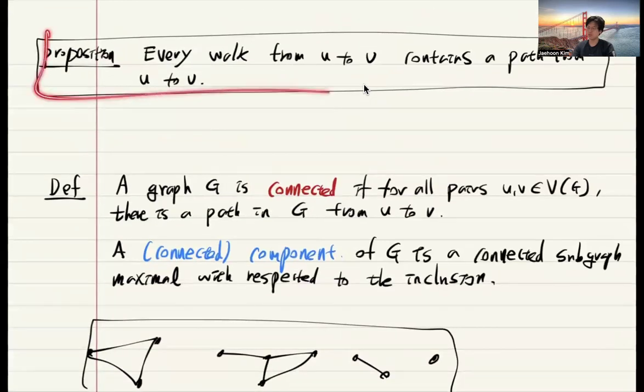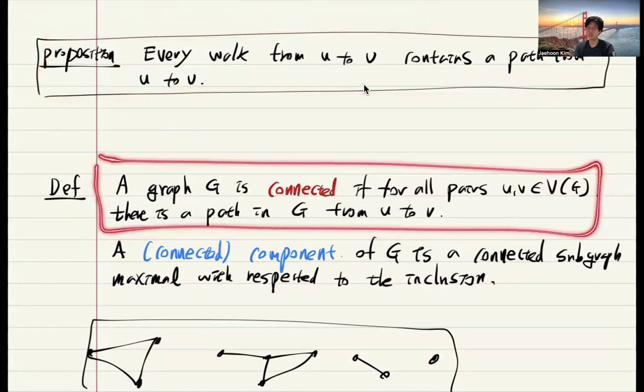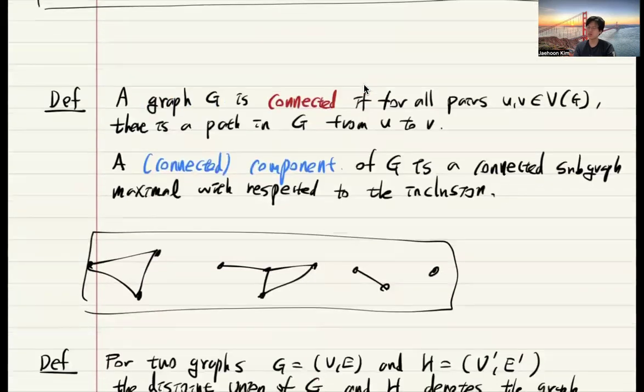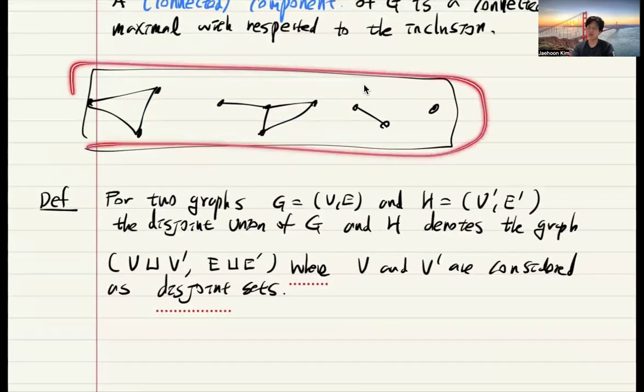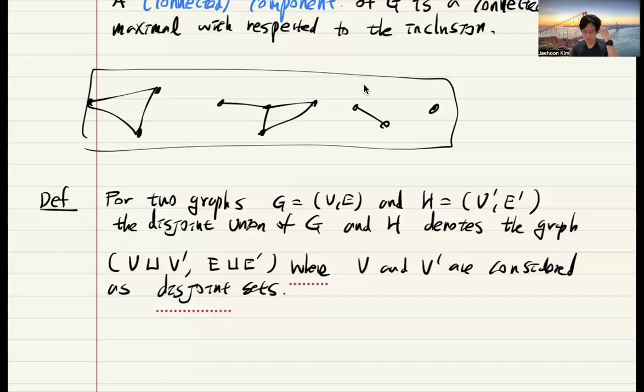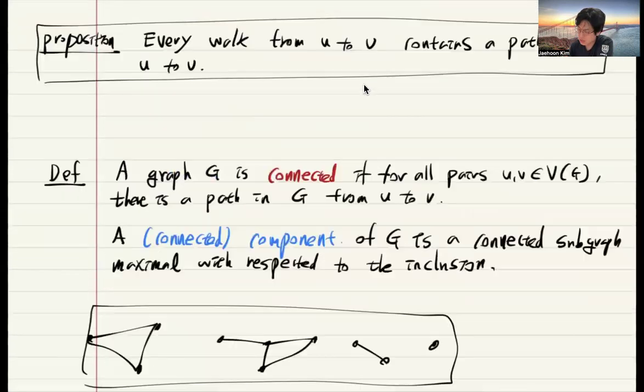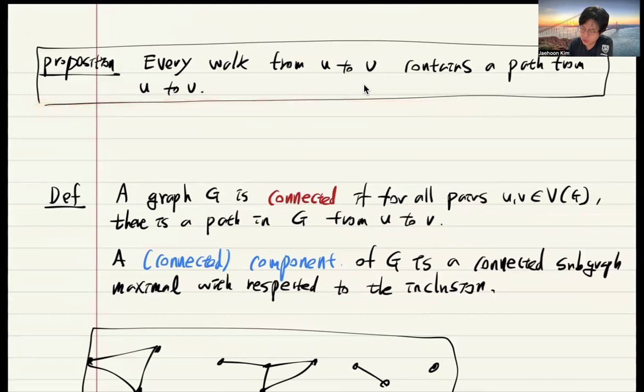So again, this proposition provides the motivation for this. This proposition justifies this definition as a path instead of walk here. Then we are interested in components. So we are interested in studying connected graphs because that provides the understanding of arbitrary graphs, because an arbitrary graph is a disjoint union of connected graphs. So let's prove this proposition.